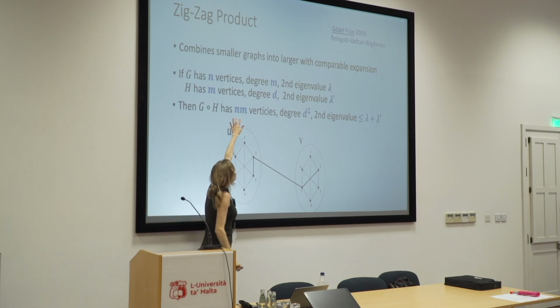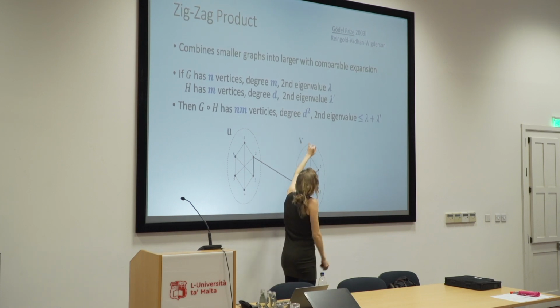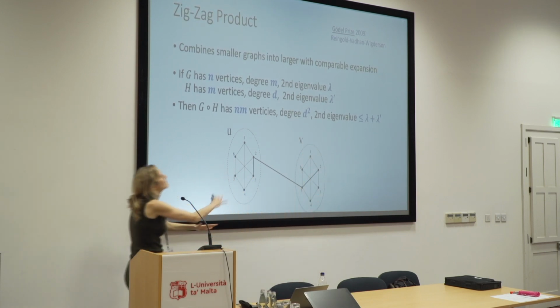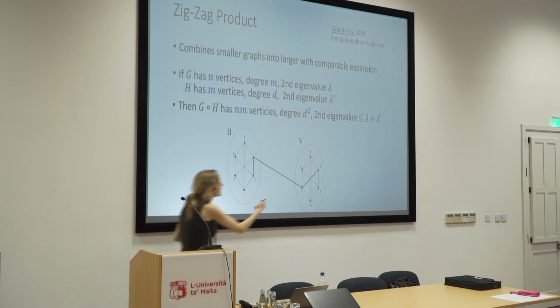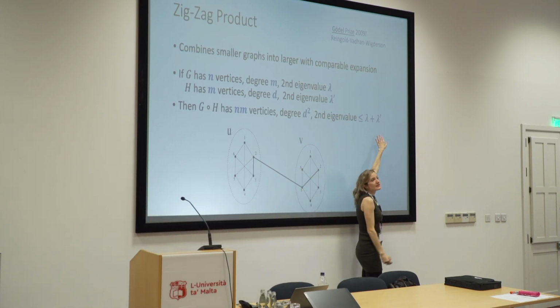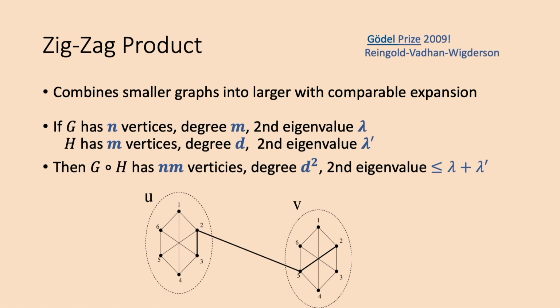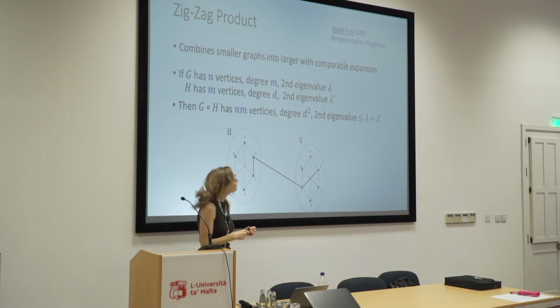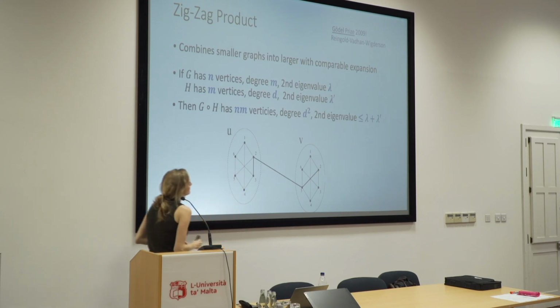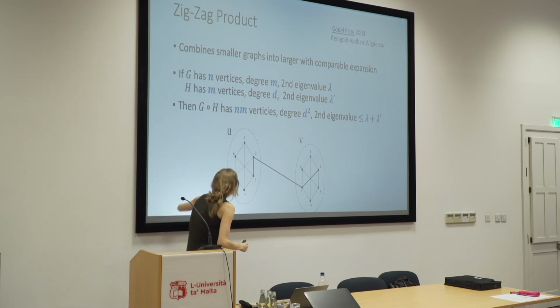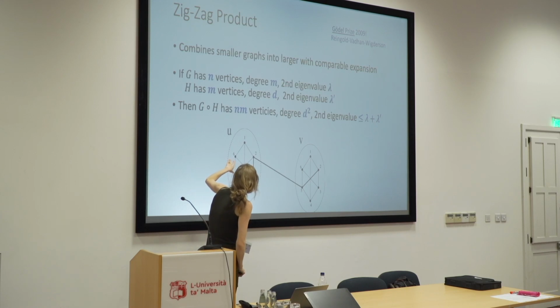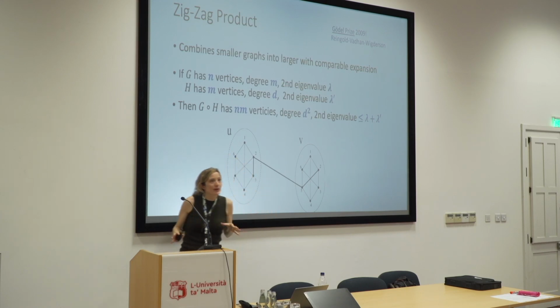It's going to have n times m vertices. The degree will be d squared. And the second eigenvalue is bounded. There's actually an explicit representation, some formula as a function of lambda and lambda prime. But in particular, for purposes of this talk, it's not too big, so you're not losing too much.